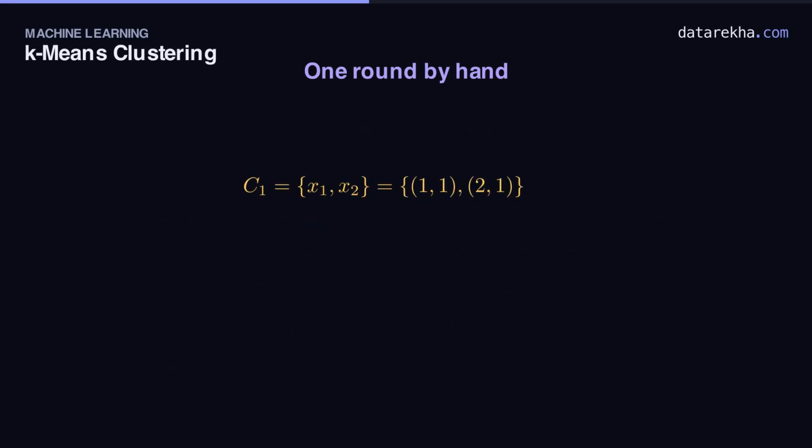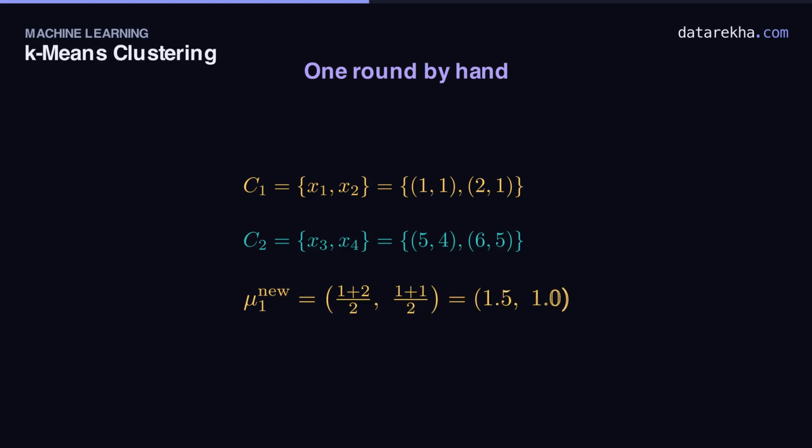Now the update step. Cluster 1 holds (1, 1) and (2, 1). Cluster 2 holds (5, 4) and (6, 5). Recompute each centroid as the coordinate-wise mean. For cluster 1, average the xs. 1 plus 2 over 2 is 1.5. And the ys, 1 and 1 average to 1. So mu1 moves to (1.5, 1). Cluster 2 the same way. 5 and 6 average to 5.5, 4 and 5 average to 4.5. mu2 moves to (5.5, 4.5). One assign, one update. That is a single k-means iteration done by hand.